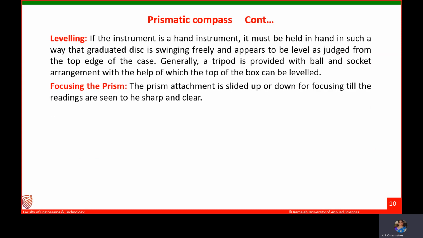The next step after centering is leveling. This is a very crucial step, as if the compass is set like this in an oblique fashion, then the needle will also be in this fashion. When the needle is at an oblique angle, the readings will be erroneous in nature. That is the reason why we have to level this instrument and set it in a proper level. This can be done with the help of a level tube, which can be placed on the top of the compass, and the level can be checked in multiple directions.